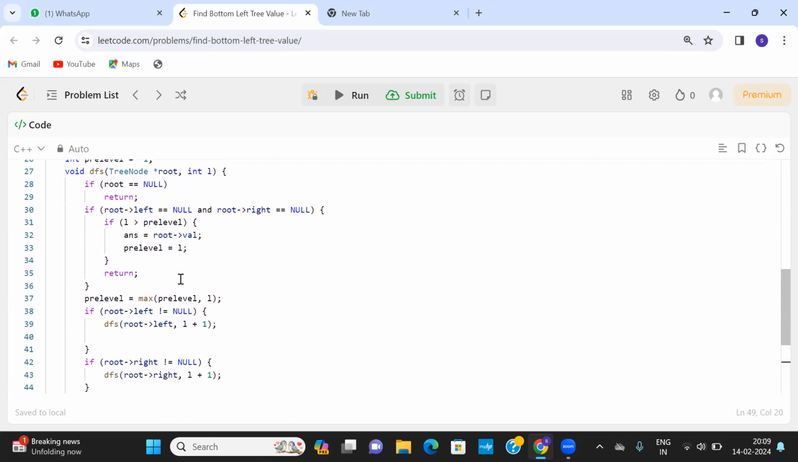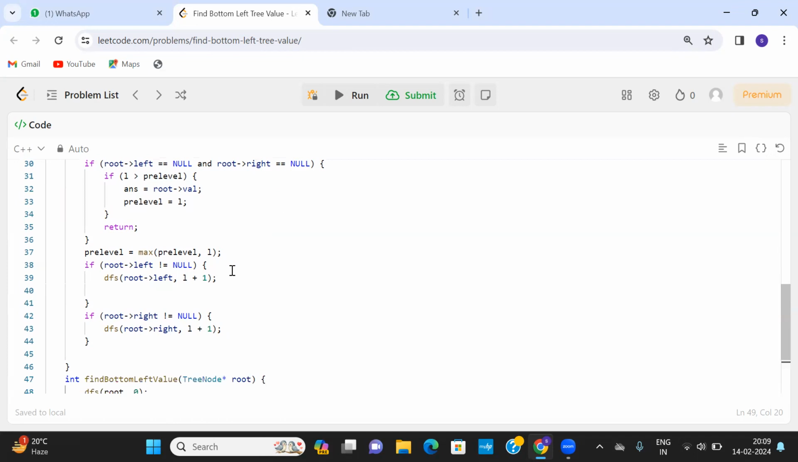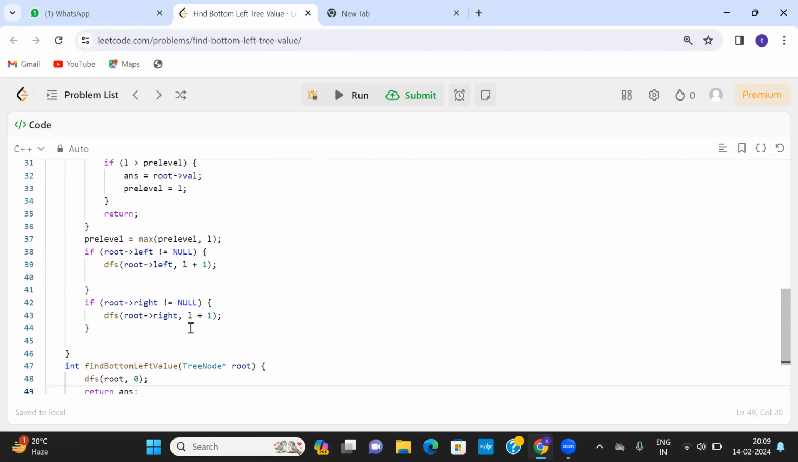Otherwise, if this particular condition is not satisfied, then what we are going to do? We are going to update the value of preLevel: preLevel equals to max of preLevel comma L. If root left is not equal to null, then we are going to pass that root left in our function by increasing the level. Because if the level of root is 0, then its child level will be 1 greater than it. That is why we will pass root left, L plus 1. If root right is not equal to null, then we will pass the root right and with the level again as L plus 1.